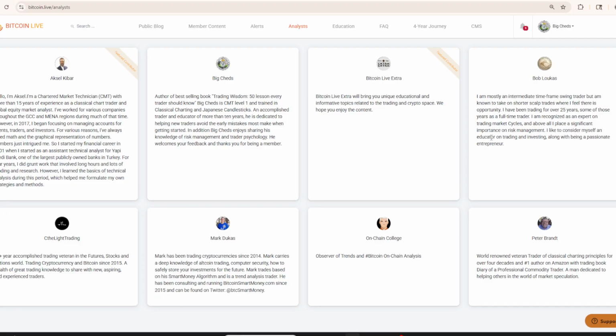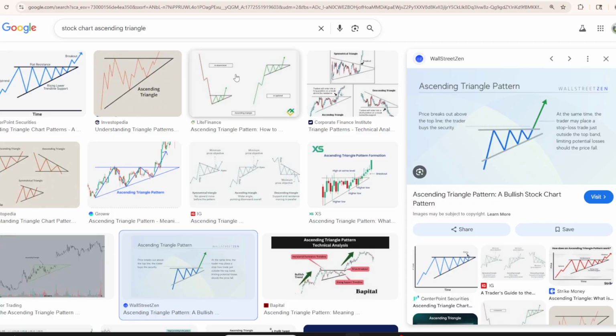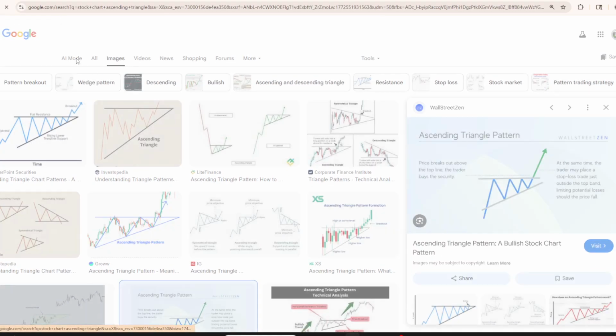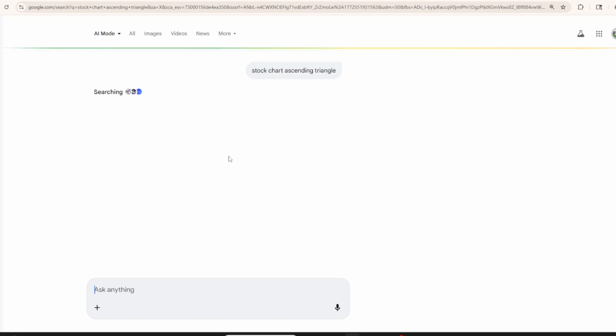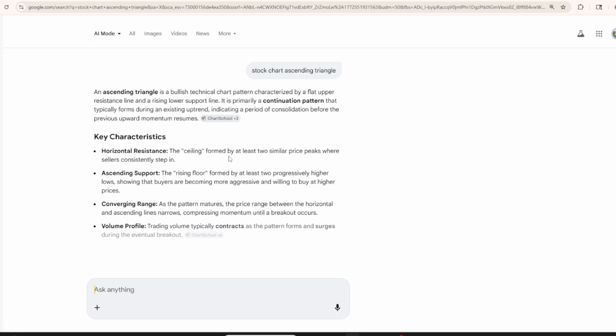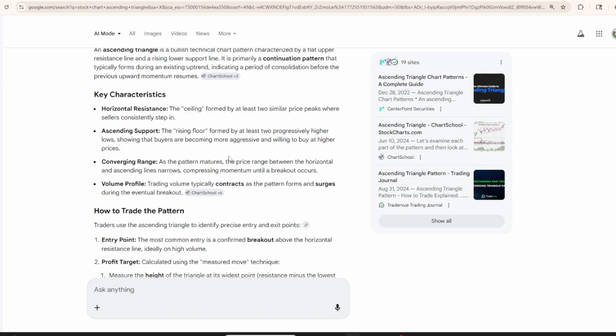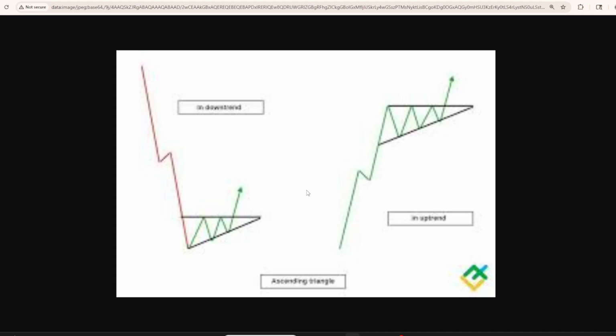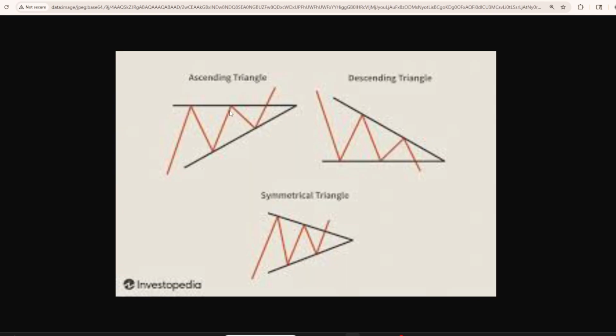For today's lesson, we're going to talk about a classical chart pattern called an ascending triangle. Here are some images of it, and here's a quick AI overview, and you can, of course, pause and read this on your own. It is a bullish continuation pattern, and I'll show you a couple examples here. Here's one in an uptrend, and here are different types of triangles.